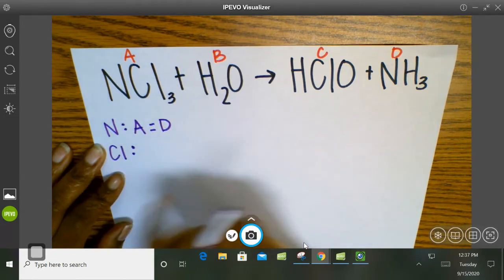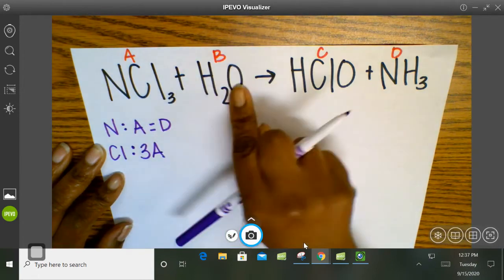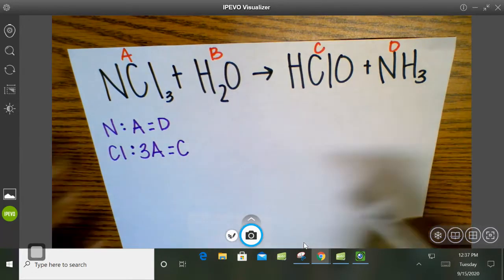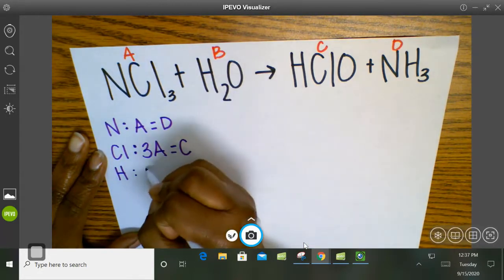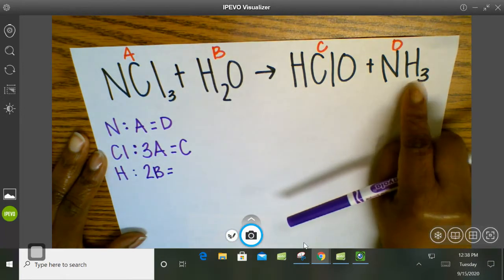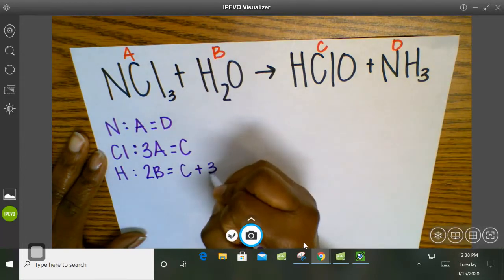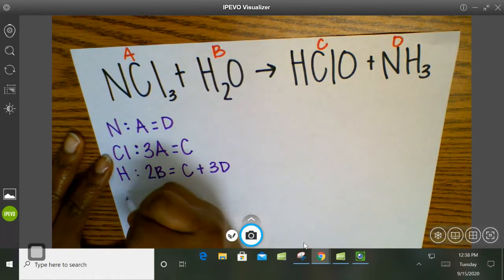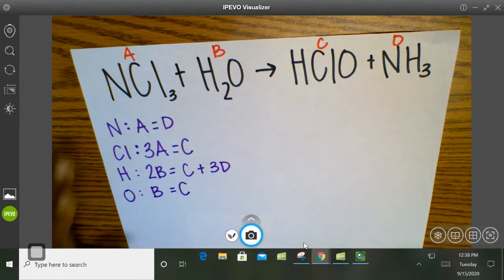All right, I'm going to do the same thing for Cl. There's 3 under A, so it's going to be 3A. I don't have any more on the reactant side, so I go to the product side. I have 1 under C. So I'm like, okay, cool. H, 2 under B. So 2B equals C and D. So there's 1 under C, and there's 3 with D. Okay? And then the O's, B, because it's just one of them, equals C.